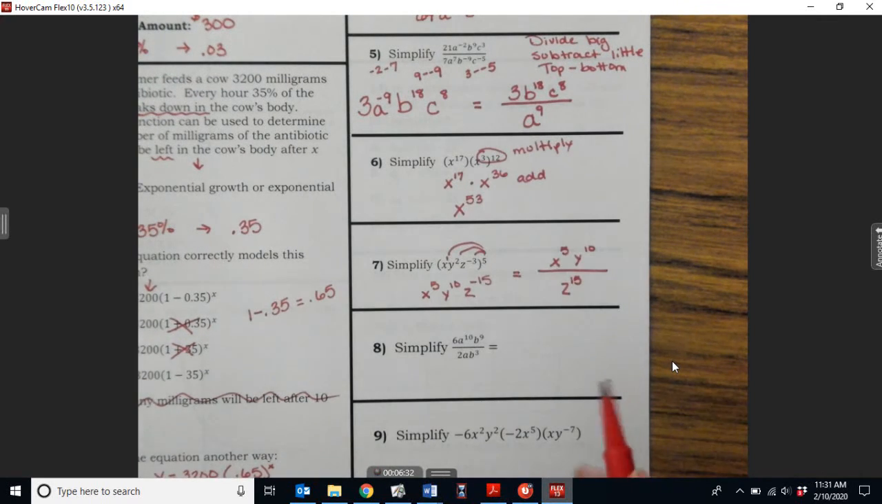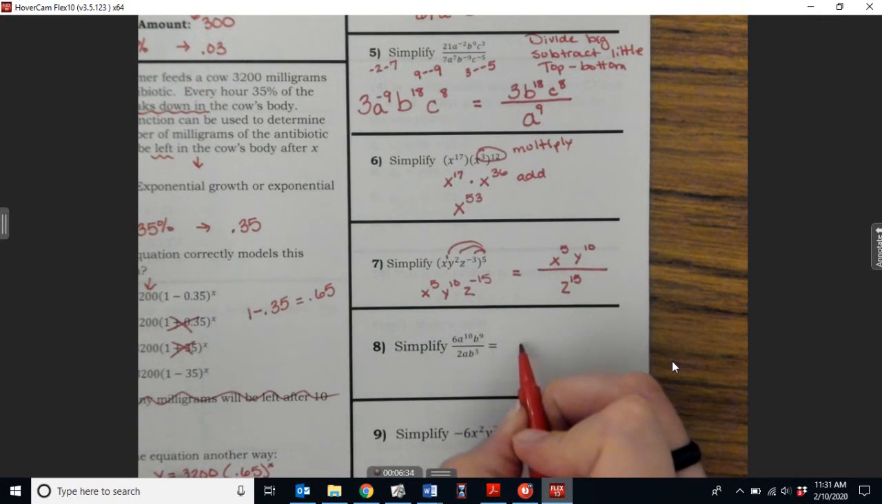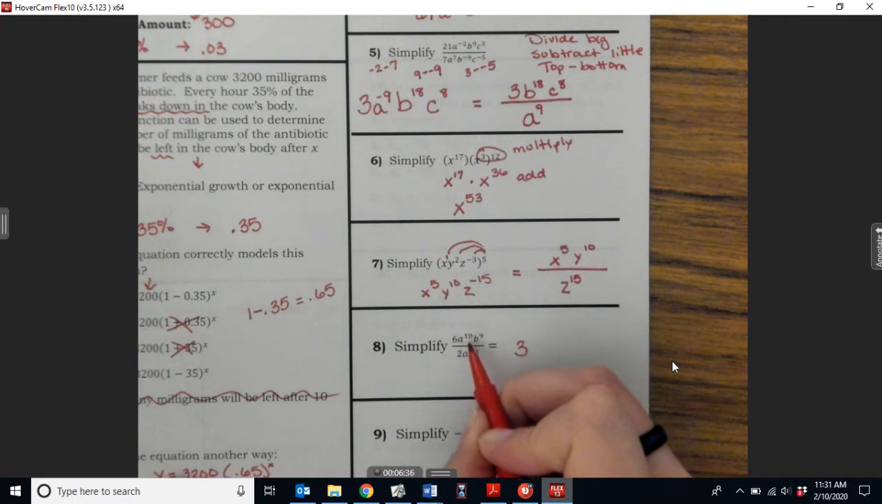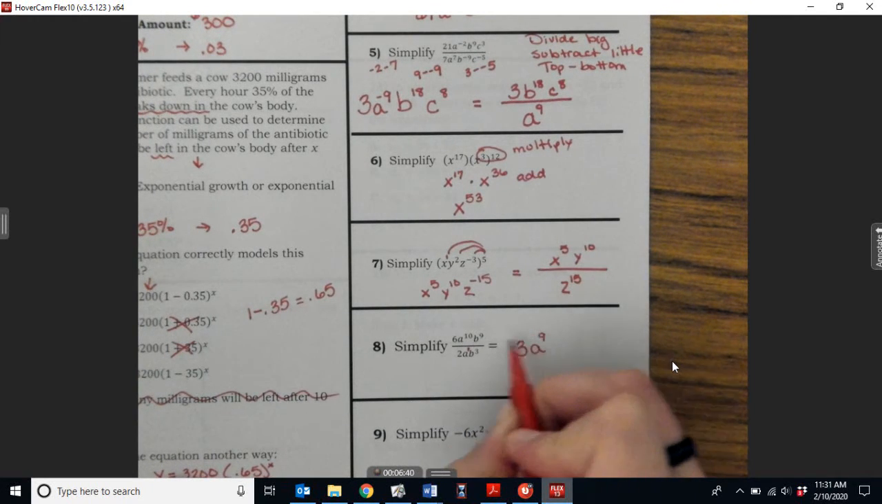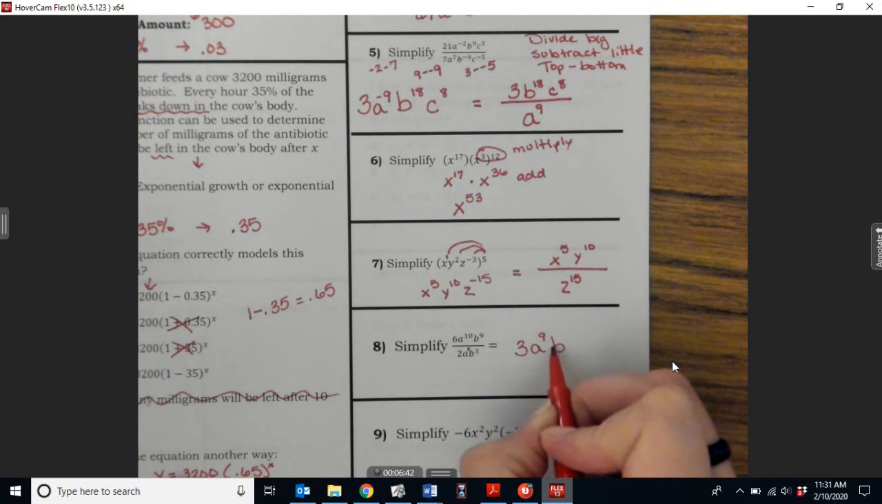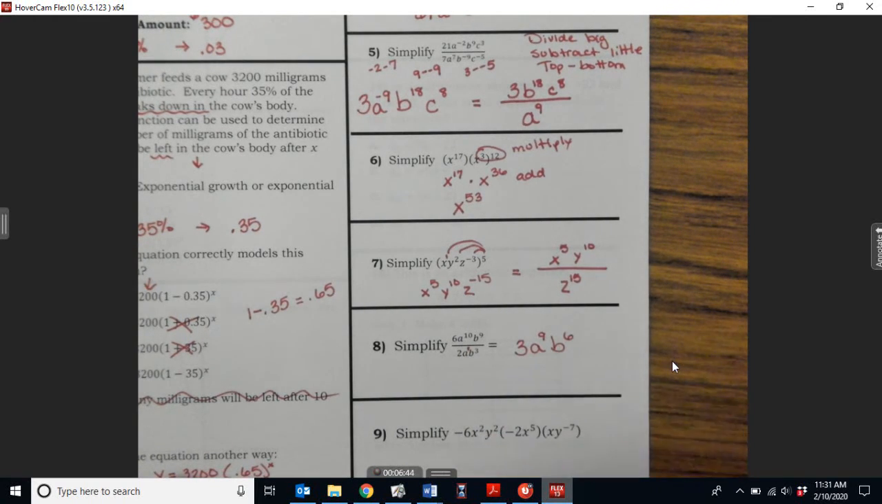All right, number 8, divide the big numbers. We get 3. Subtract the little numbers. 10 minus 1 is 9. 9 minus 3 is 6. And that's all we're doing.